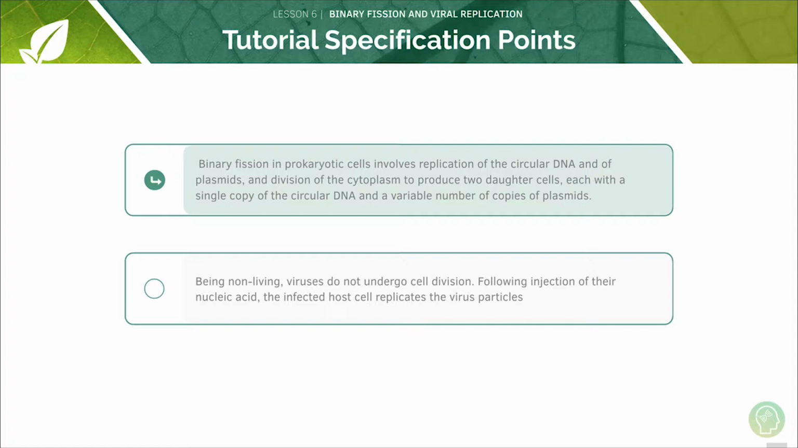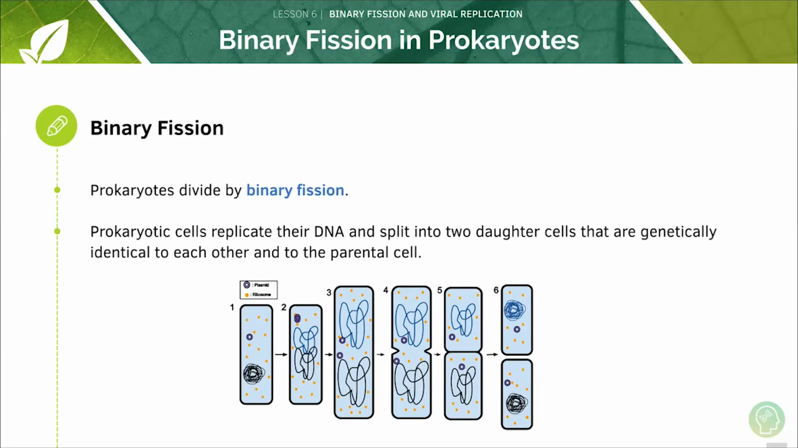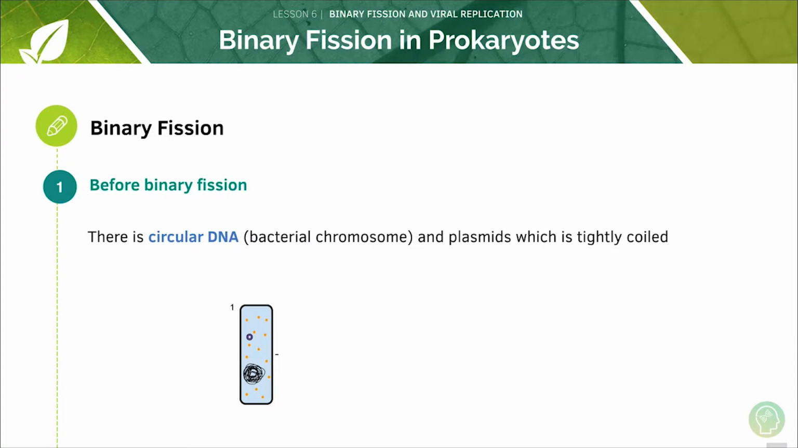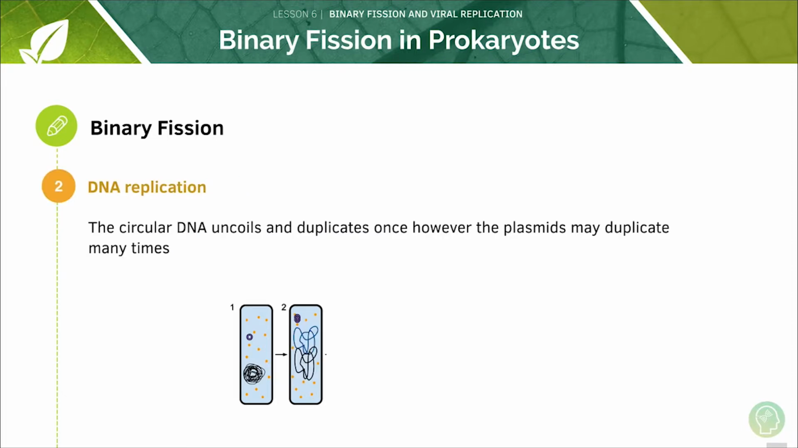First, we will cover binary fission. Prokaryotes divide by a simple process called binary fission. Prokaryotic cells can replicate their DNA and split into 2 daughter cells that are genetically identical to each other and to the parental cell. Before binary fission, there is circular DNA, or a bacterial chromosome, and plasmids, which are tightly coiled. During DNA replication, the circular DNA uncoils and duplicates. The plasmids may duplicate many times.